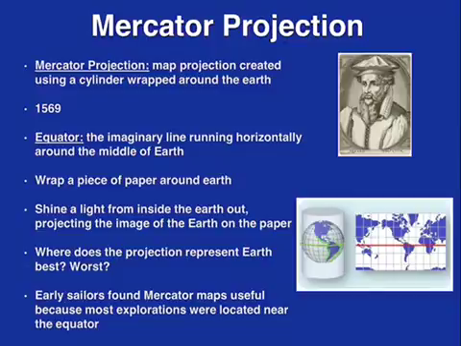This is going to be the most accurate closest to the equator, within 15 degrees of the equator. The worst is going to be near the poles. Early sailors found the Mercator maps very useful because most of their exploration was located near the equator, where it had pretty good accuracy. Had they tried to explore the North Pole, they would have run into some problems.